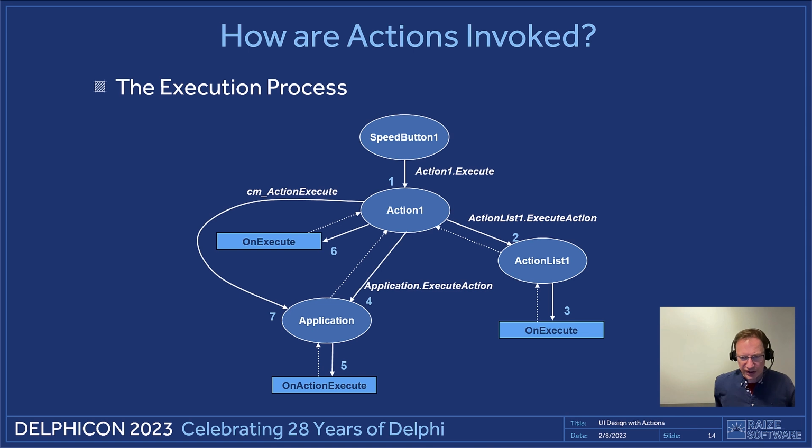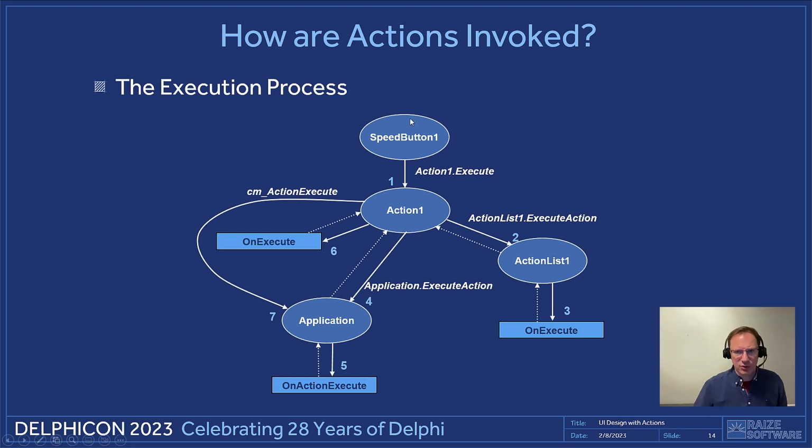Another interesting aspect of actions is to consider what happens when an action is invoked. This gives us a deeper insight into how all of these things are connected, why we have onExecute event handlers at each action level and the action list, and why there are onUpdate event handlers. This is a path through the system that helps us explain some of that.